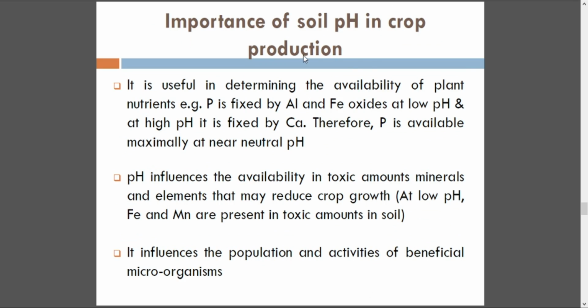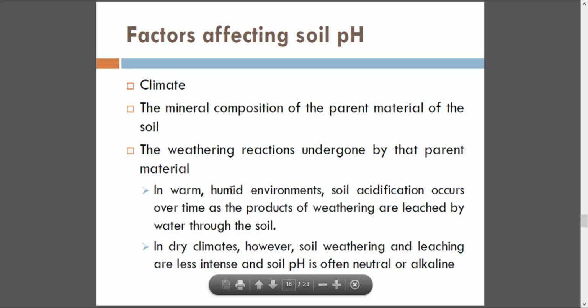So what is the importance of soil pH in crop production? Number one, soil pH is useful in determining the availability of plant nutrients. So when you know the pH of that particular soil, you're able to know which plant nutrients are available. The other importance is that pH influences the availability of minerals in toxic amounts. So we see that at low pH, iron and manganese are present in toxic amounts in the soil. And then pH can also influence the population and activities of beneficial microorganisms like rhizobia.